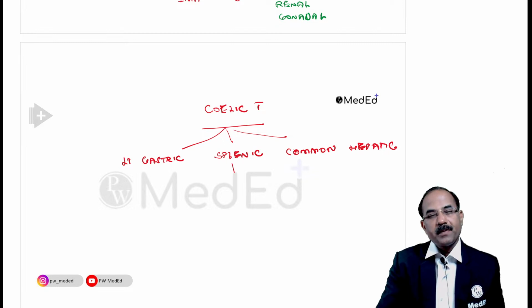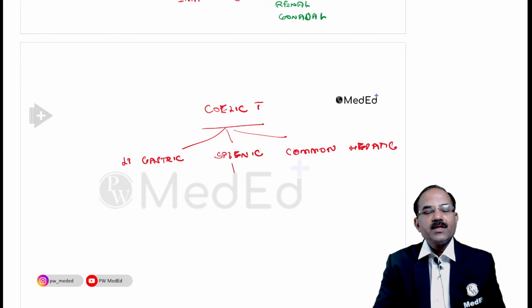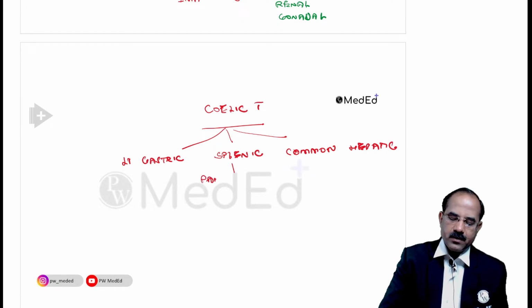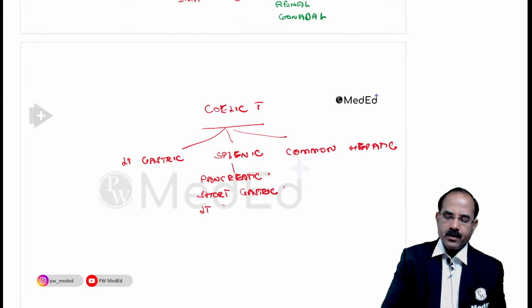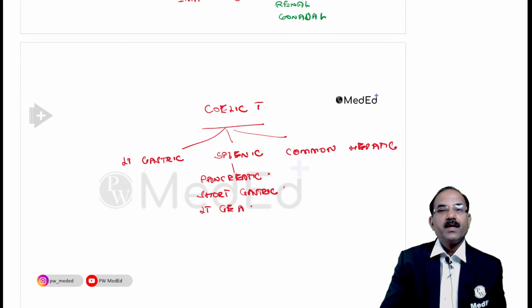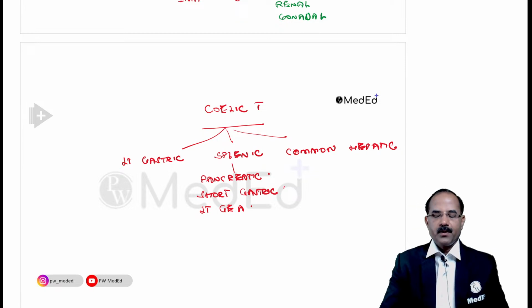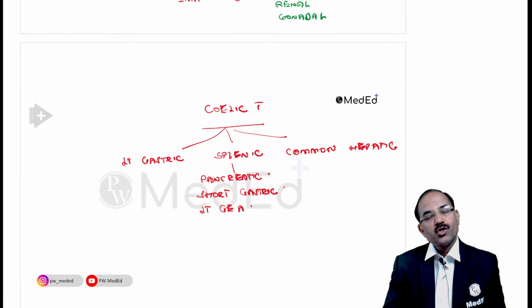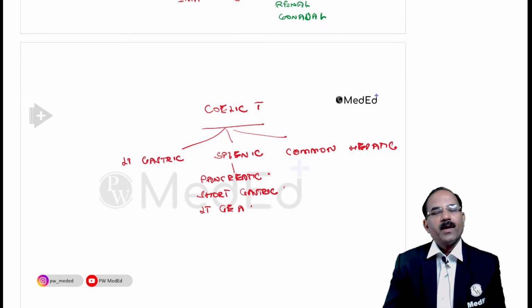What are the branches of splenic artery? The splenic artery runs on the superior border of the body of pancreas. It gives, first, the pancreatic branches. Second, the short gastric branches. And the third one is the left gastroepiploic artery.